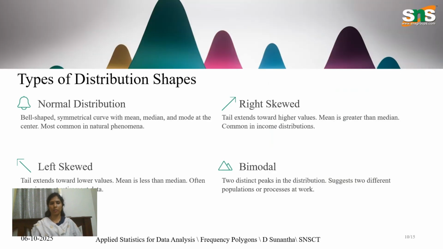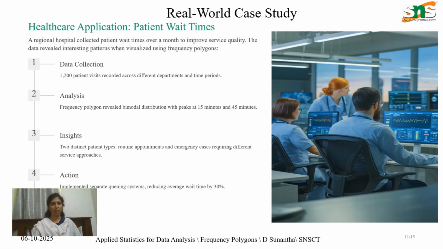Next, types of distribution shapes. As we have seen in the histogram itself, the curve will be a normal distribution since it is bell-shaped. It may also be right skewed or left skewed, that is, the data will be crowded on the right side or on the left side, where the maximum values lie. Next is bimodal, with two distinct peaks in the distribution. That is, two different populations are being processed together.